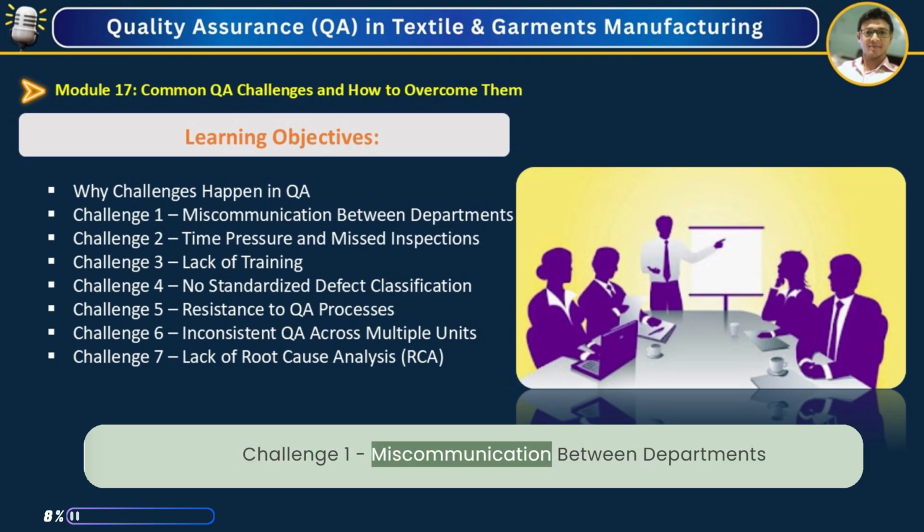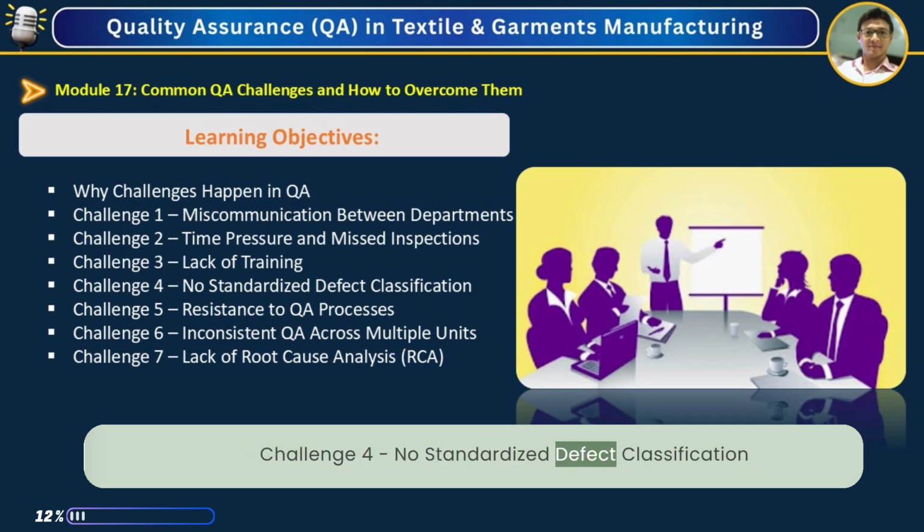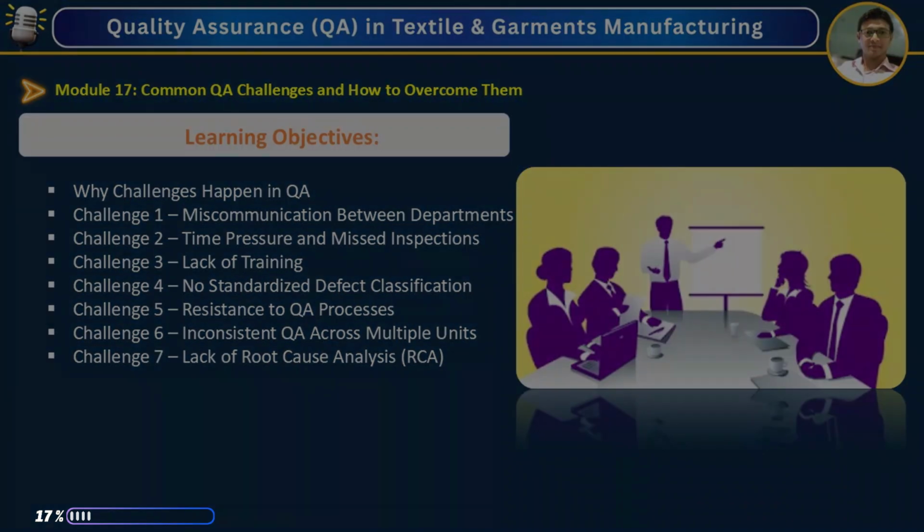Challenge 1, Miscommunication between departments. Challenge 2, Time pressure and missed inspections. Challenge 3, Lack of training. Challenge 4, No standardized defect classification. Challenge 5, Resistance to QA processes. Challenge 6, Inconsistent QA across multiple units. Challenge 7, Lack of root cause analysis.